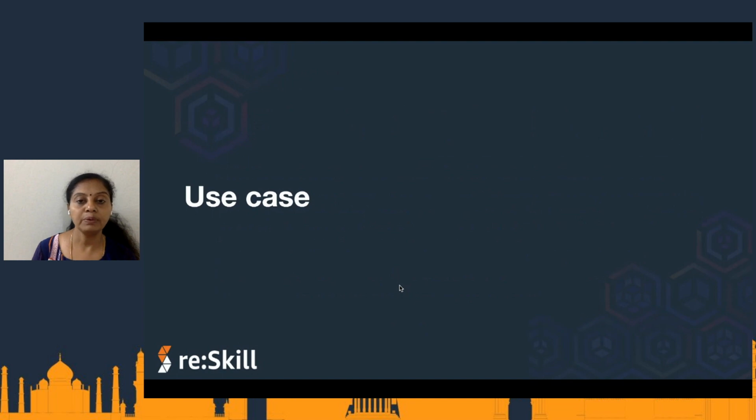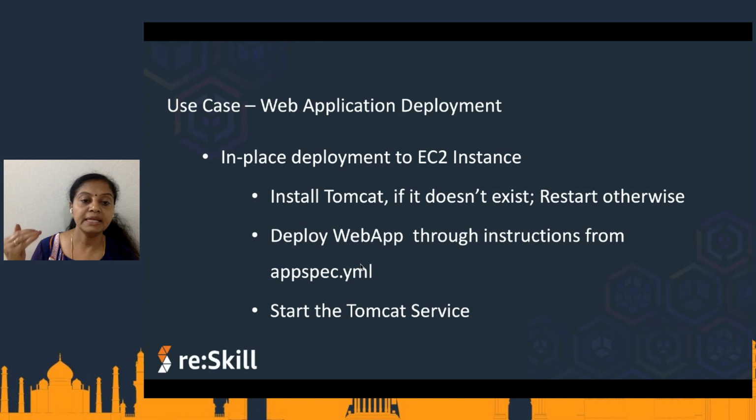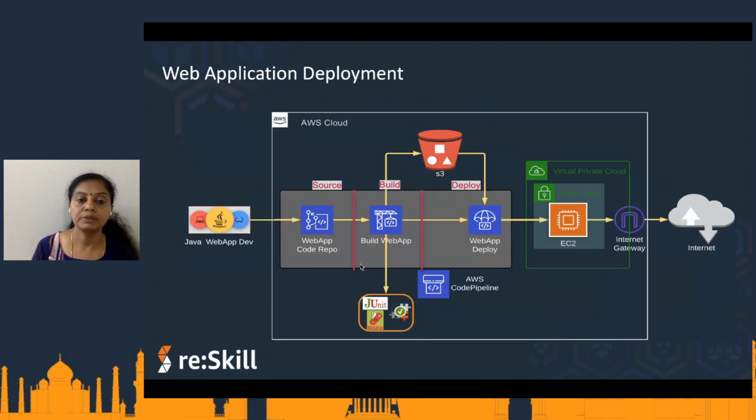Okay, now let's come back to a use case. We're going to see the web application deployment to a pre-created EC2 instance. So we are using in-place deployment to an EC2 instance. Basically, what happens in the deployment? It's going to see if the Tomcat service exists. If not, install it. If it exists, we're going to stop the service, deploy the web application, and start the Tomcat service. So here is the workflow for your web application deployment.